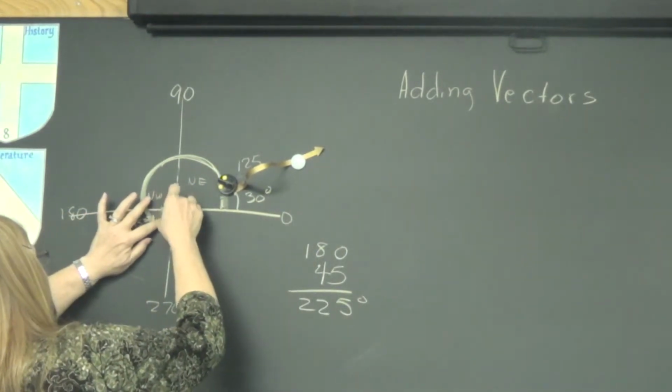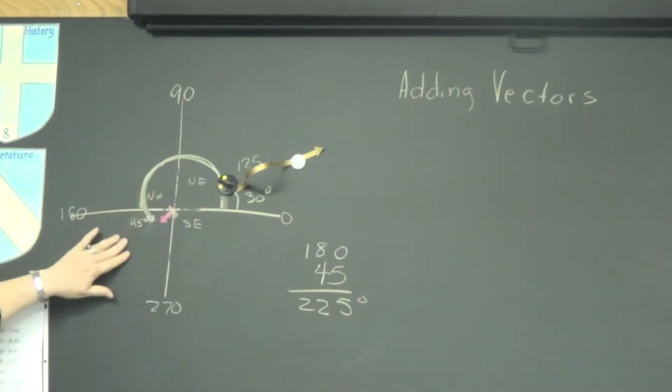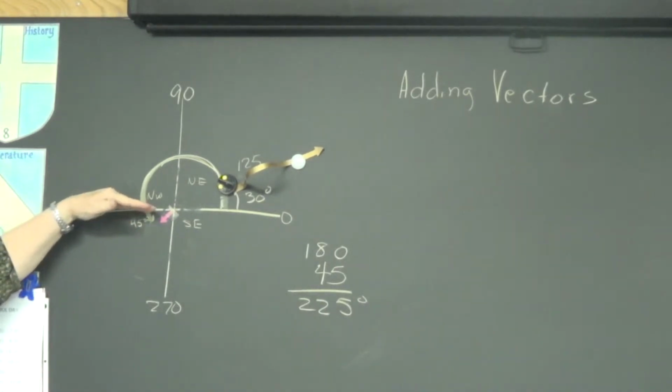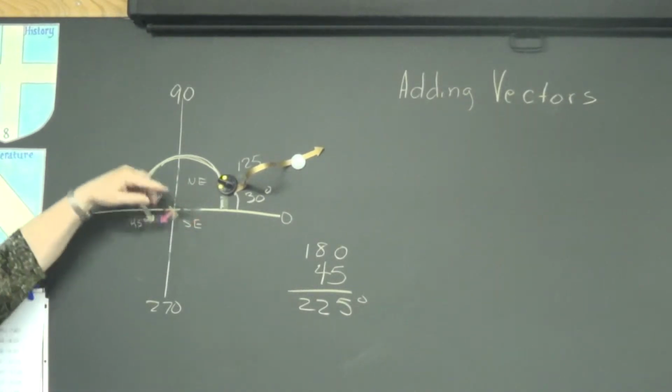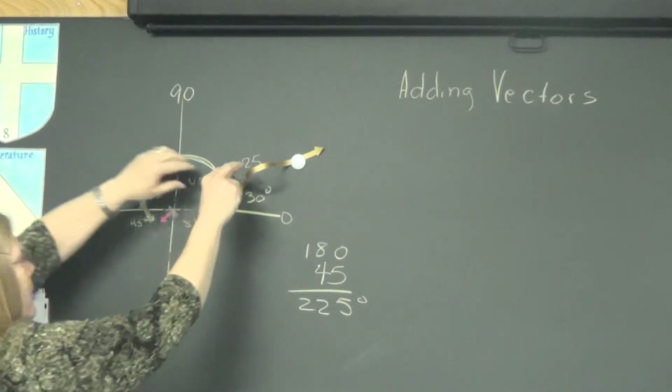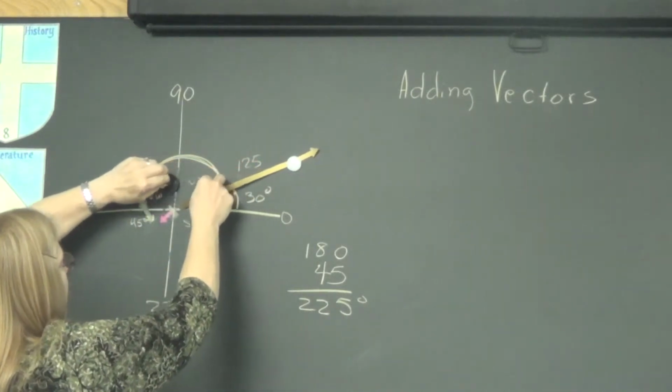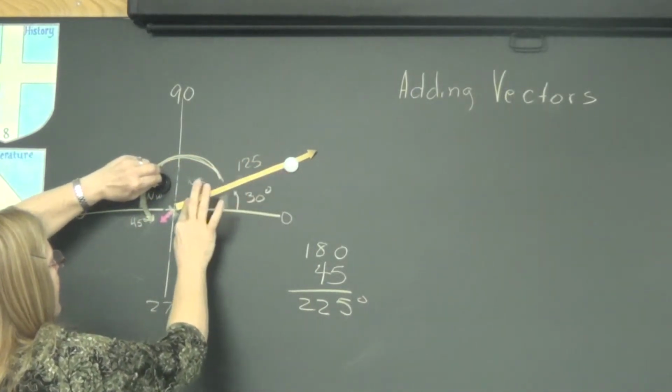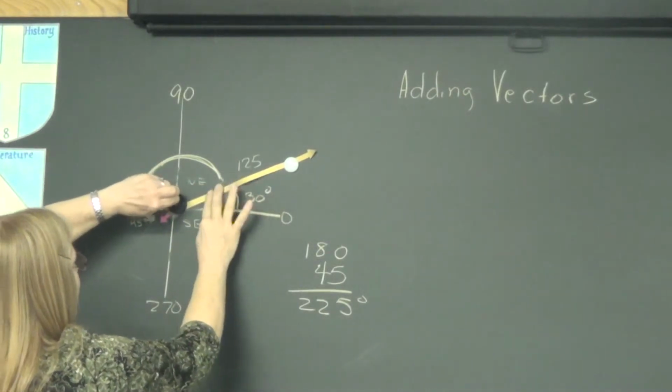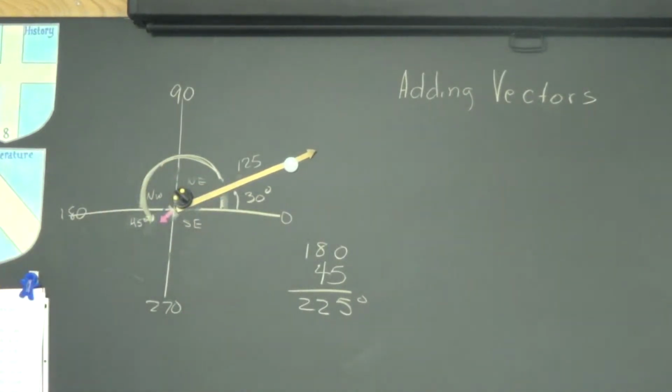All right. So this vector is cutting this quadrant in half. So it's a 45 from this angle, from this line. So I'll add 180 to get its final degree. It has nothing to do with this angle, 30.